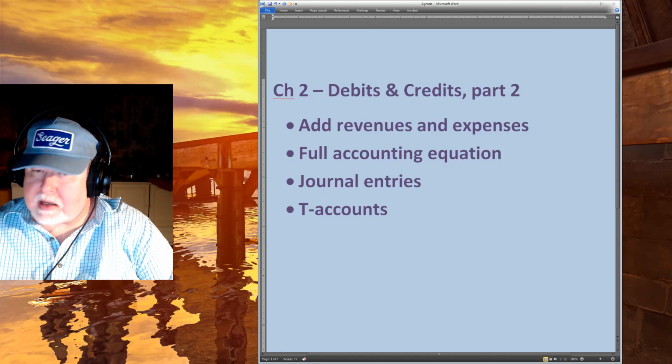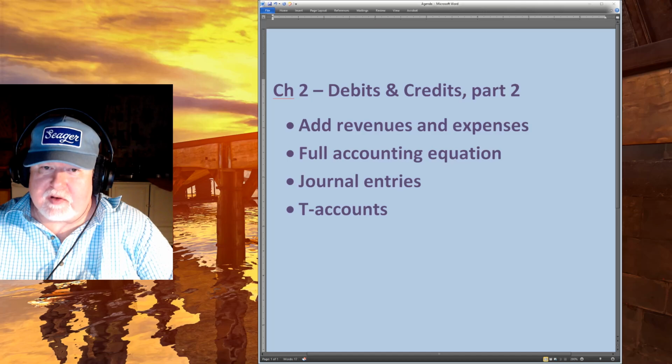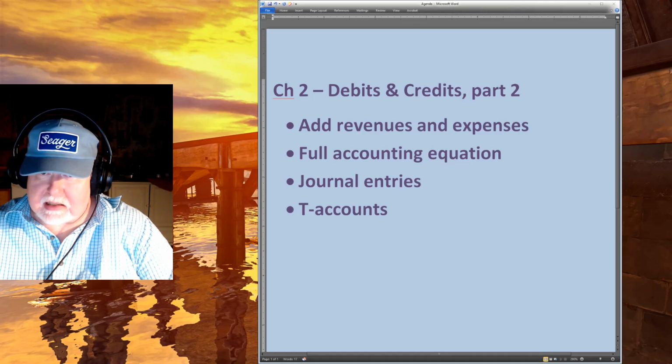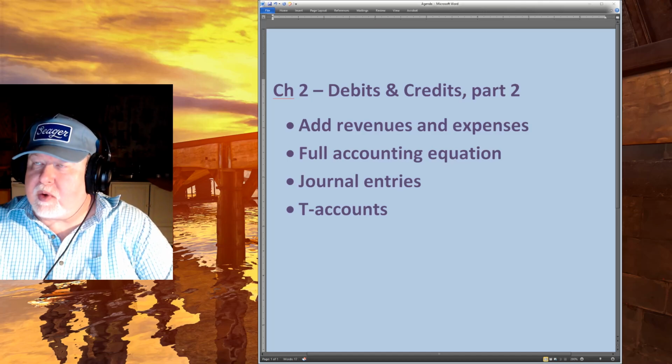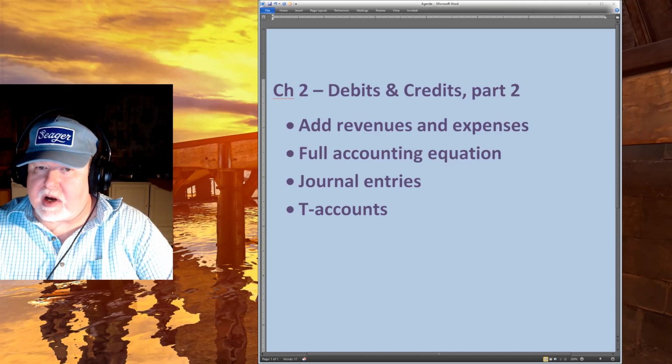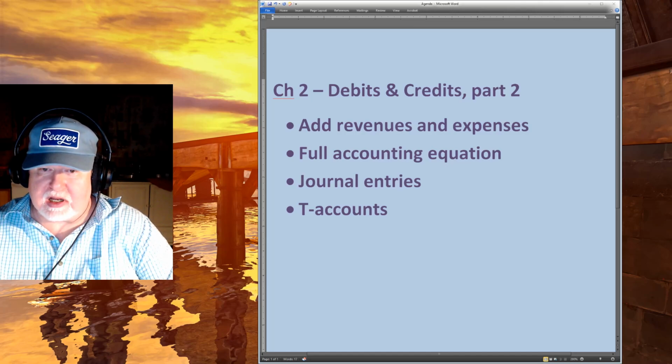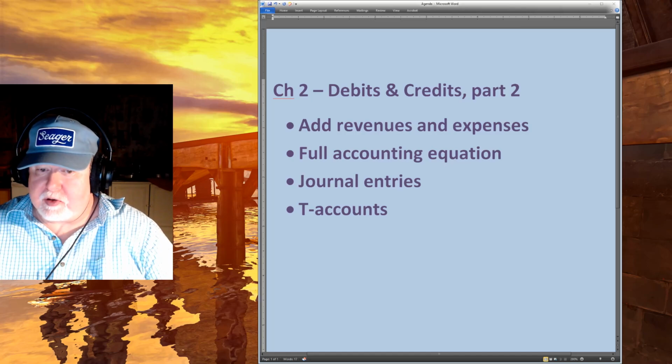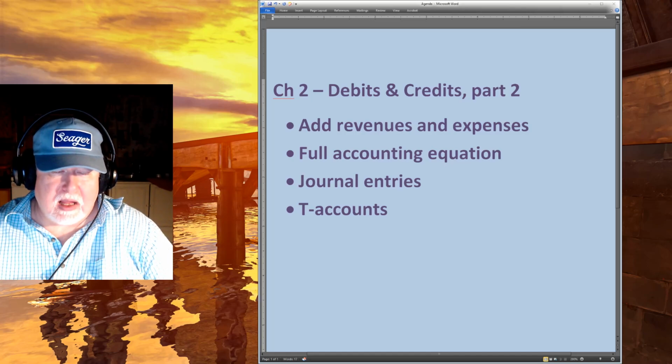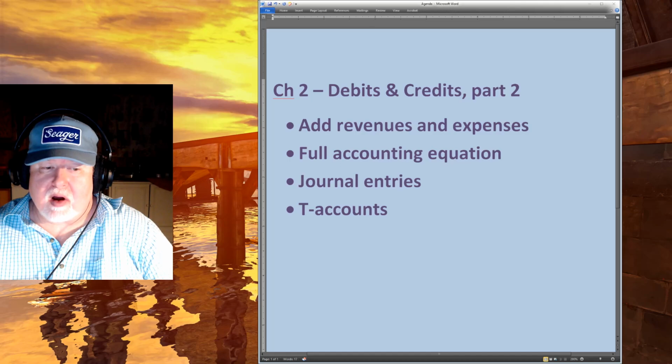Okay, welcome back. We're going to be doing part 2 of debits and credits, and we're going to basically do what we did last time with the accounting equation, but we're going to add revenues and expenses. Look at the full accounting equation. We're going to do the journal entries and T accounts as well. Okay, let's go ahead and get started.